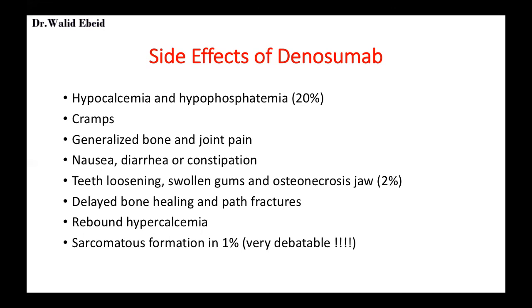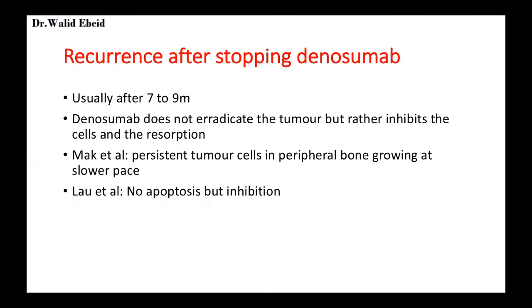They could cause delayed bone healing and pathological fracture. And when you stop it after using it for some time, it could cause rebound hypercalcemia. And there are very rare reports of sarcomatous transformation. This has been a very debatable issue, whether using denosumab for a long period of time could cause the giant cell tumor to become sarcomatous. Once we stop denosumab after using it for a while, it is possible that the tumor will recur and regrow again. Usually this happens after 7 to 9 months of stoppage.